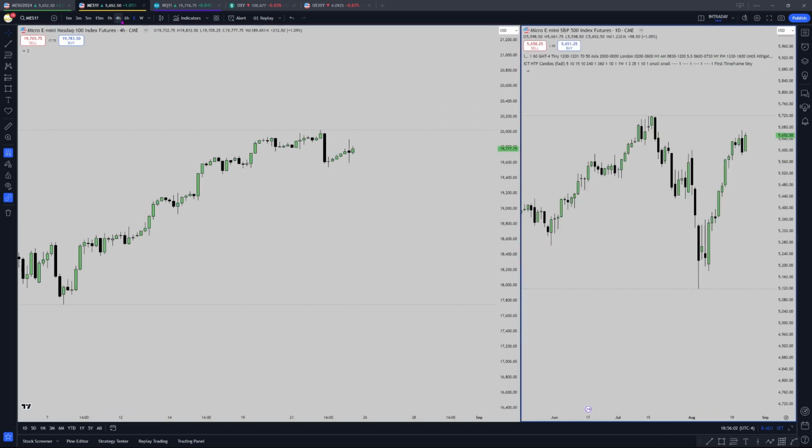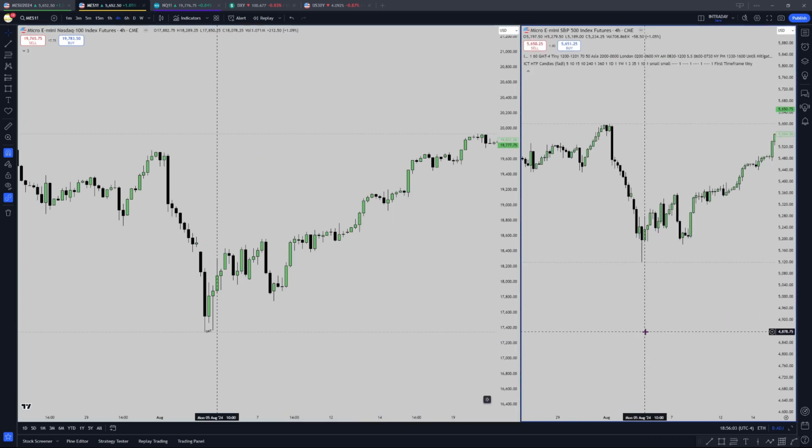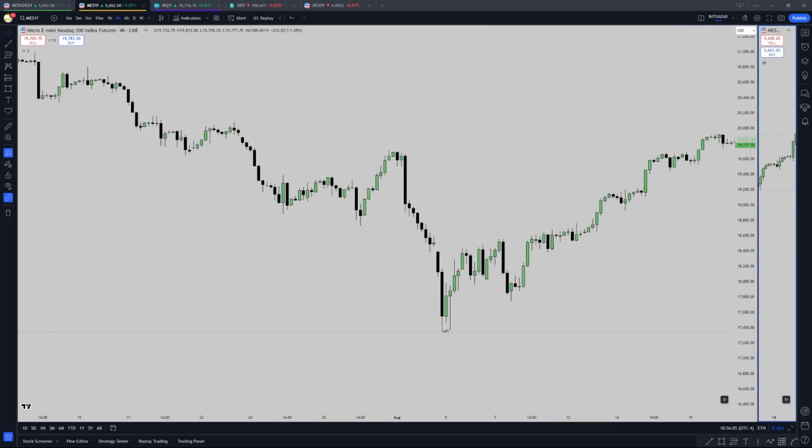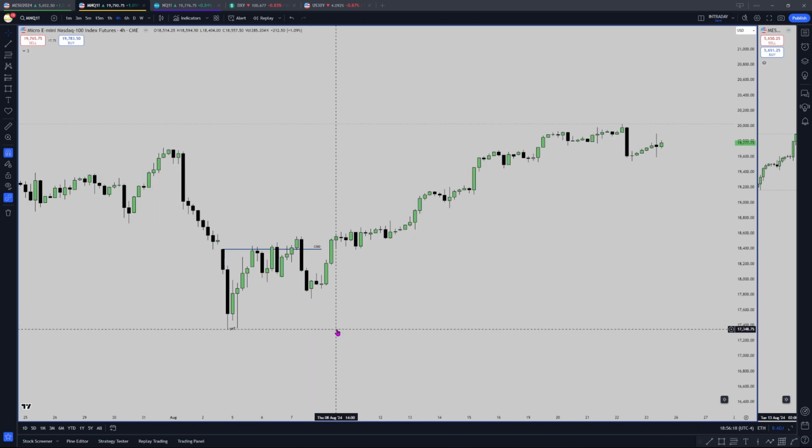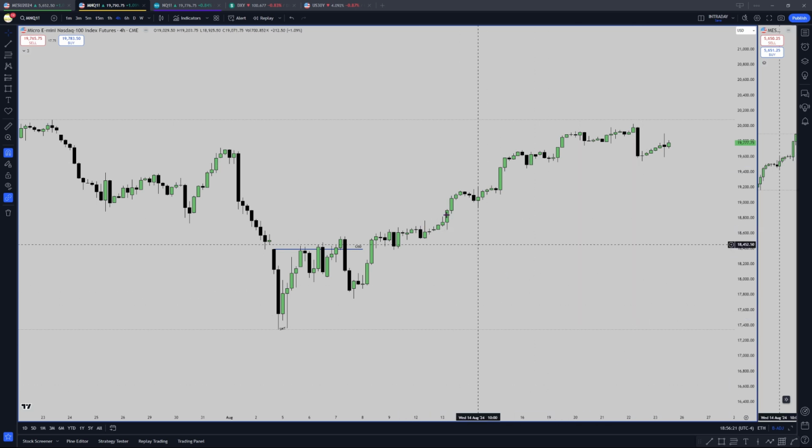So we form another SMT with the ES down here. And we get this change in the state of delivery right over here. So these are your protected lows until the market decides to reverse and start a buy or sell program.